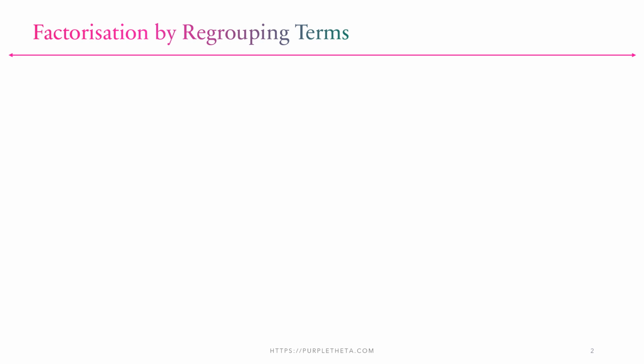Hi. In the last video, we saw factorization by regrouping terms. We took an example and saw how regrouping helps when no single factor is common across all terms. In this video, let us continue learning the same method with a new example. Let us take this example: 4xy minus 6x plus 10y minus 15.